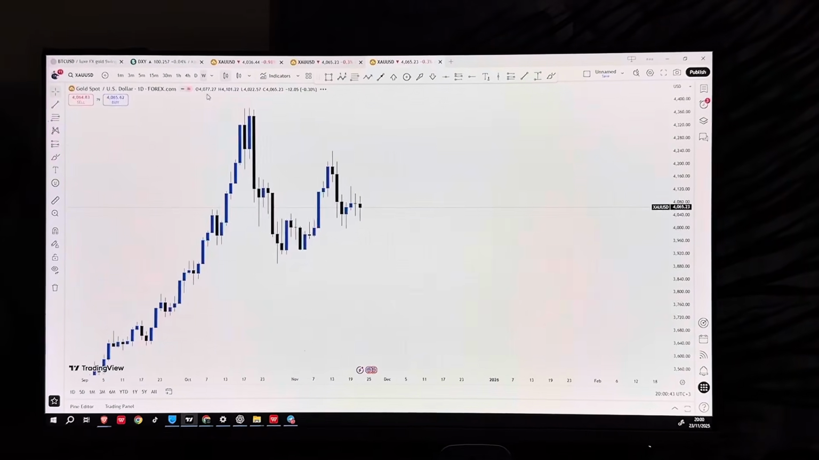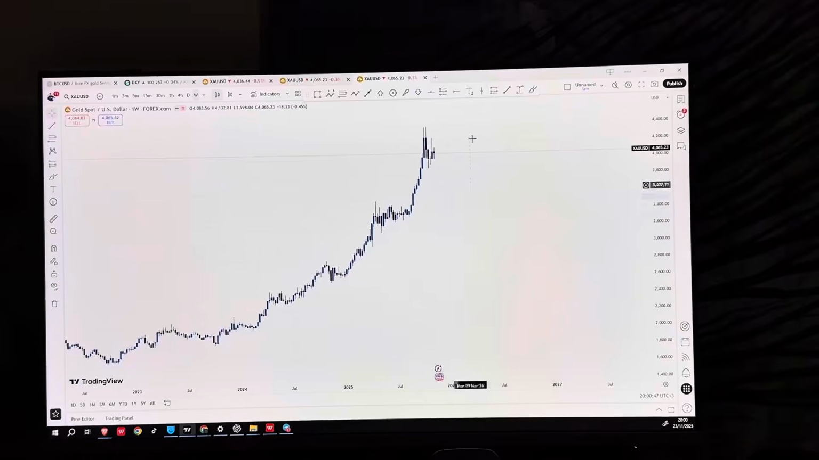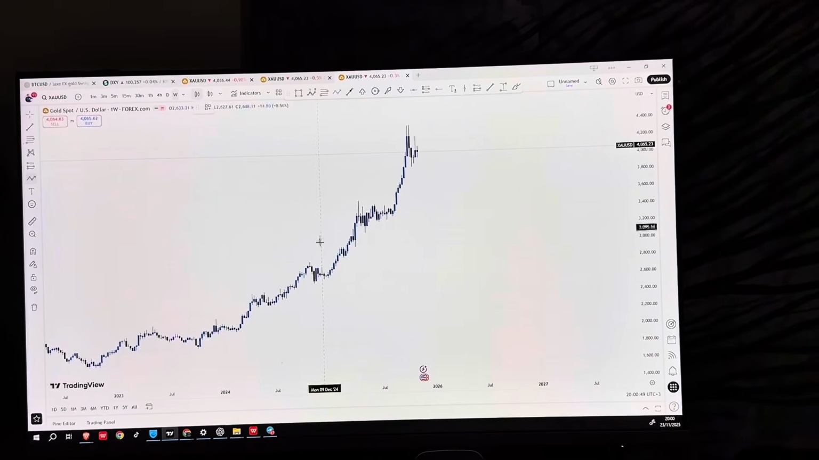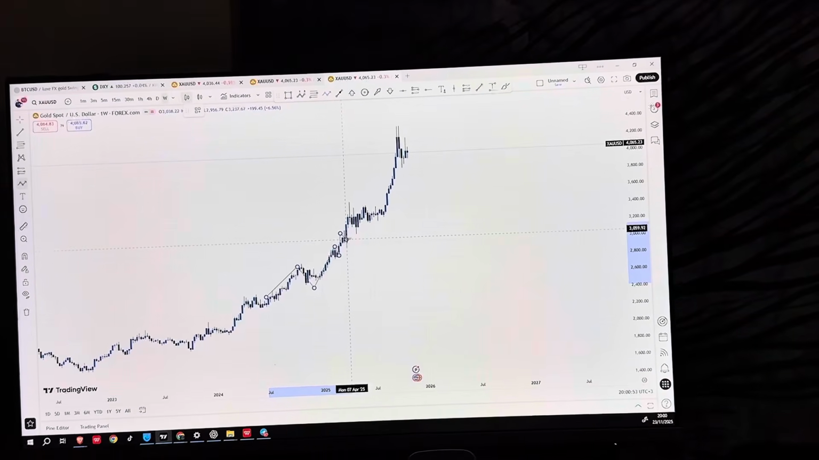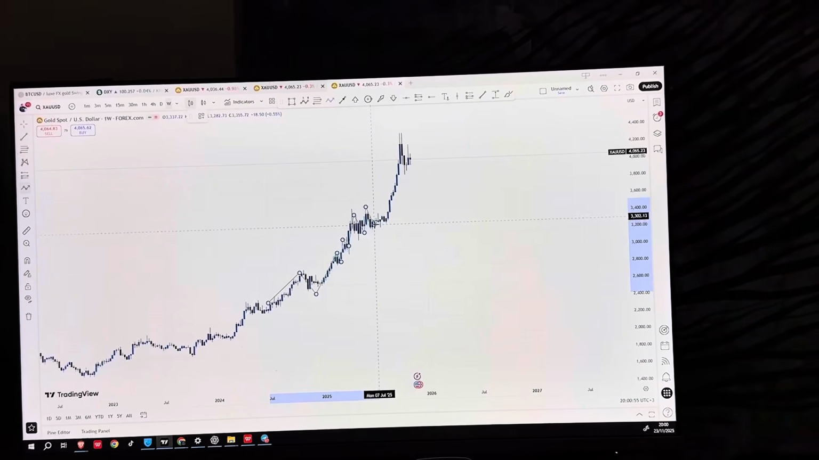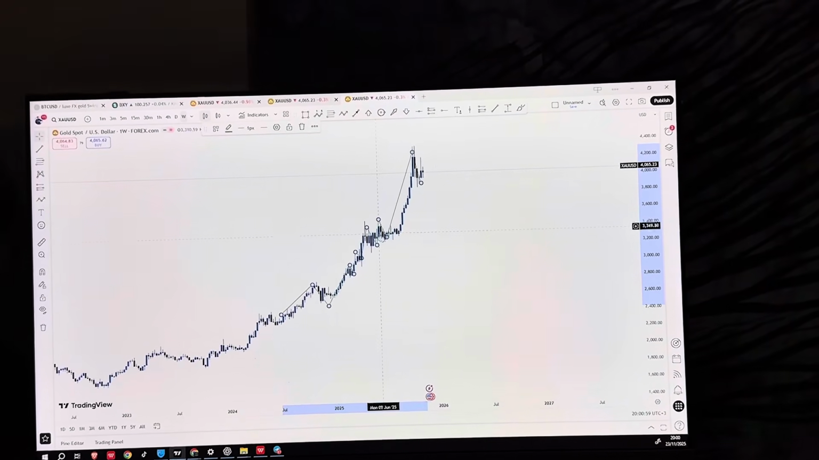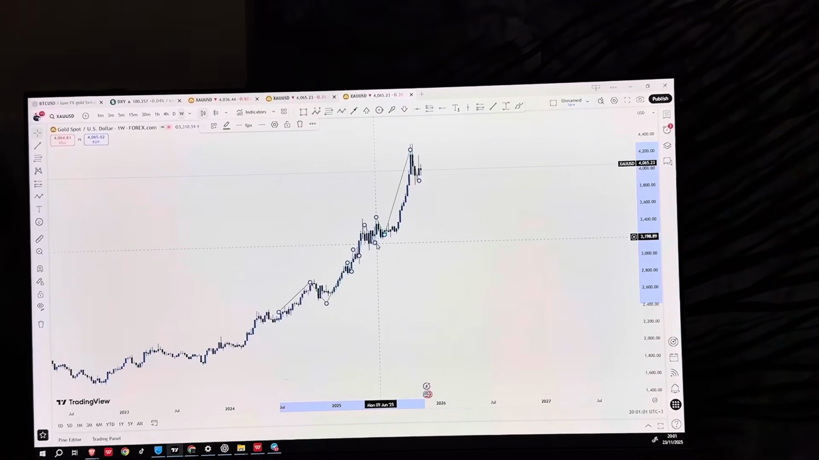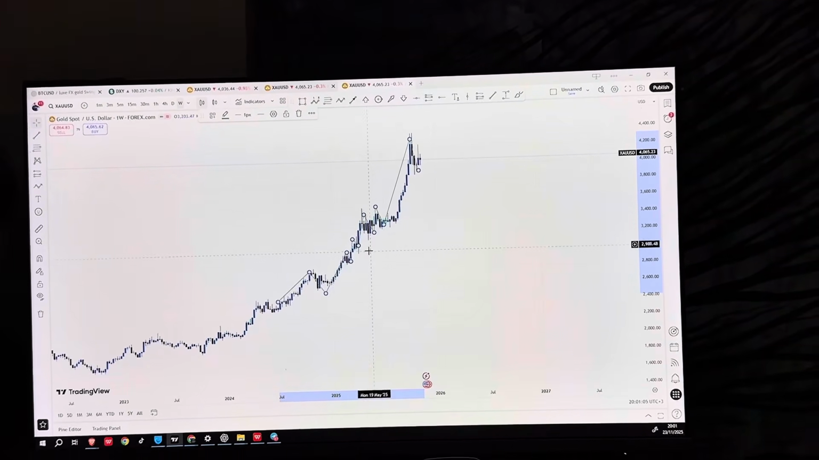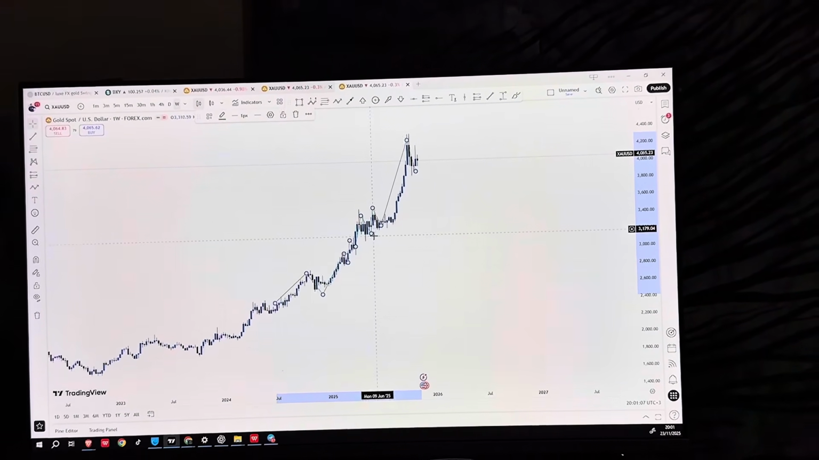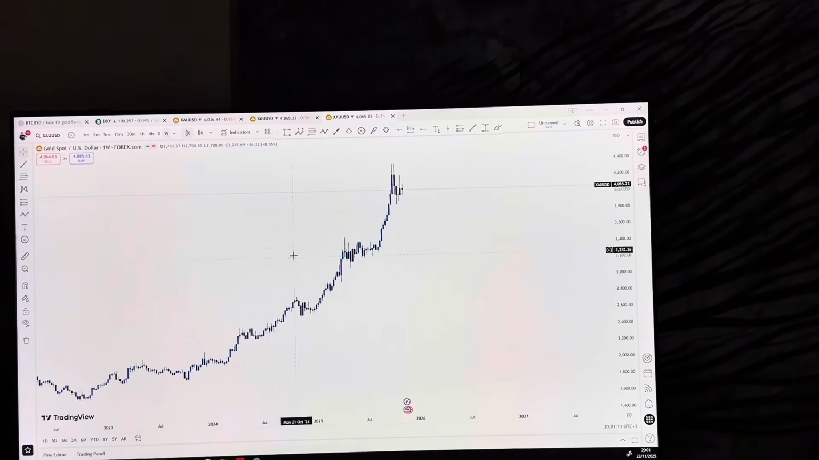Let's start with the weekly time frame. This is gold, weekly time frame. Your market is moving in a series of high, low, high, low, high, low, higher, low. You can see your previous highs and lows haven't been overtaken. This low hasn't overtaken this one. This low hasn't overtaken this one. So in the weekly time frame, gold is bullish.